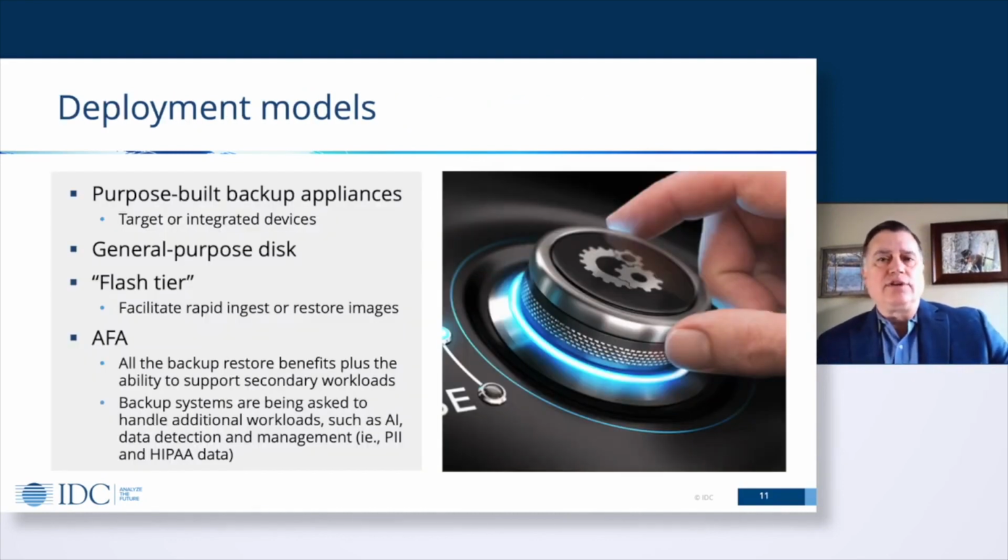There are several deployment models that organizations use, and the number one deployment model is the purpose-built backup appliance. There's also general purpose disk that people use in order to facilitate their backups as a backup target. But for both of these, the most common instantiation is as a Flash tier. So there will be, say, roughly 5% or so of the total capacity of the appliance dedicated to Flash in order to give the benefits of rapid backup ingest, rapid restore, those kind of things that I talked about in the prior slide. We are seeing a trend, though, towards all Flash arrays being used for backup and recovery.